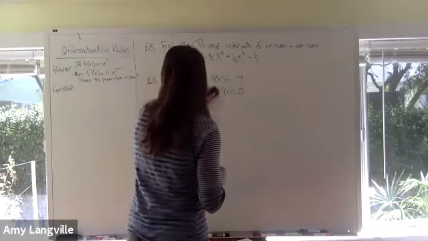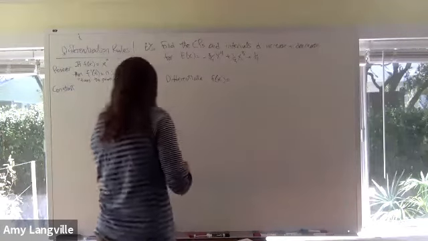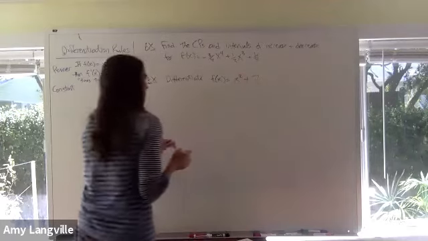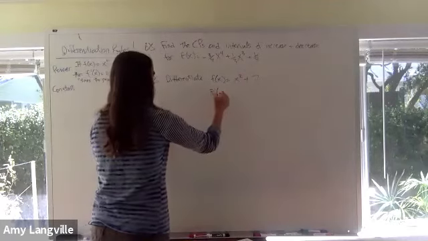All right, but what if I had something like this? x squared plus 7, and I want to take the derivative.